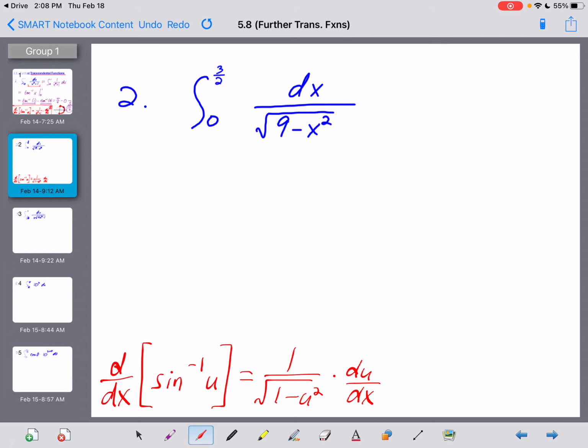The big problem here is the 9. This formula that I've written in red down here on the bottom, which I have a bad feeling I'm going to have to work around here, has a 1 there, not a 9. So we've got to find a way to work around this.